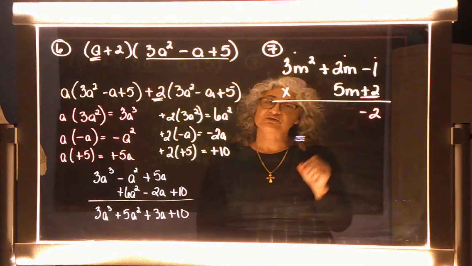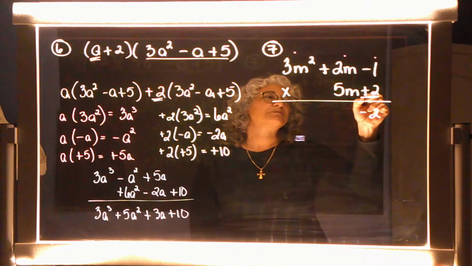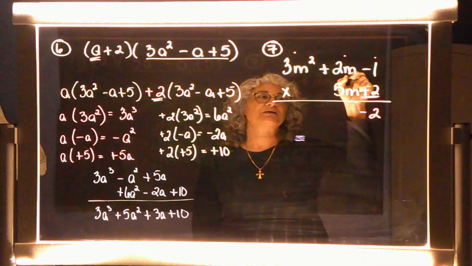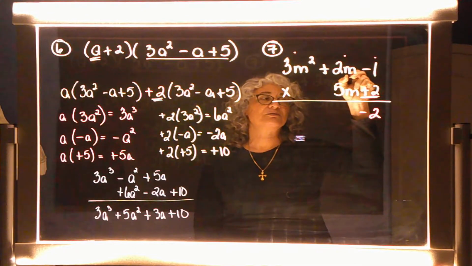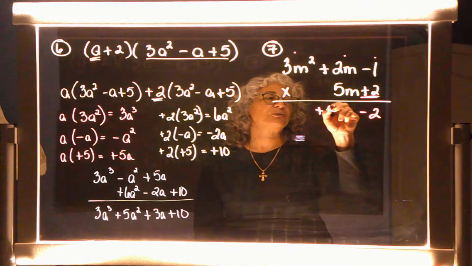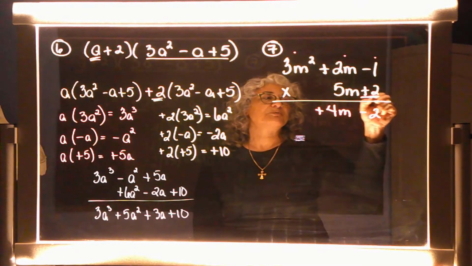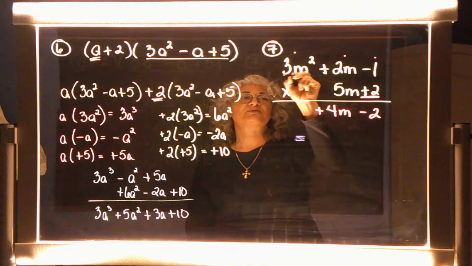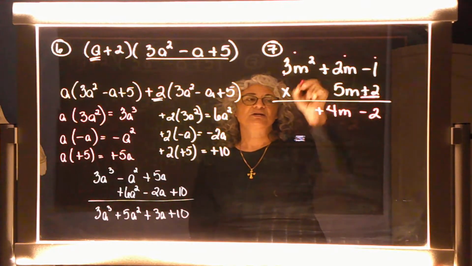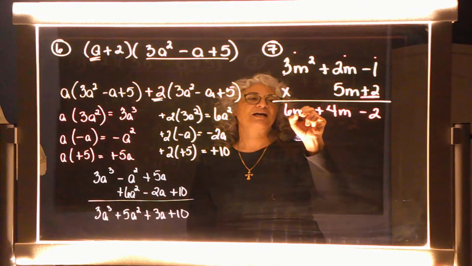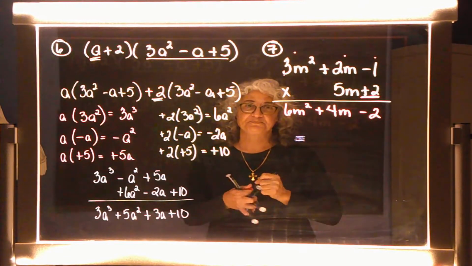That'll give you a negative 2, won't it? And this plus 2 gets multiplied to the positive 2m. What does that give you? Good, a positive 4m. And this plus 2 gets multiplied to the 3m squared. Good, that gives me a 6m squared, doesn't it?